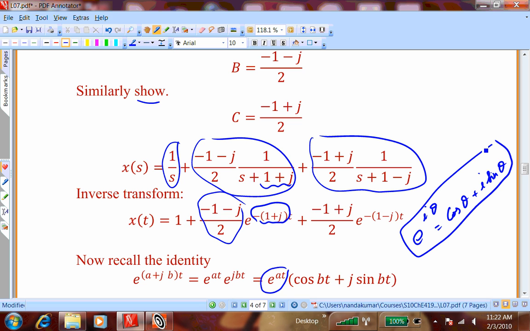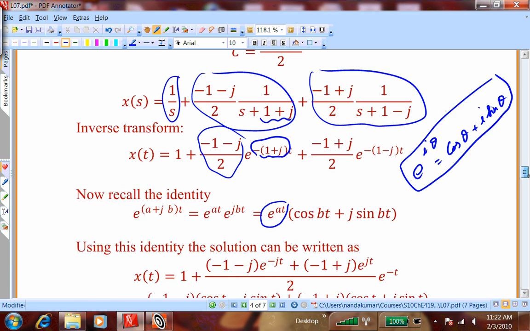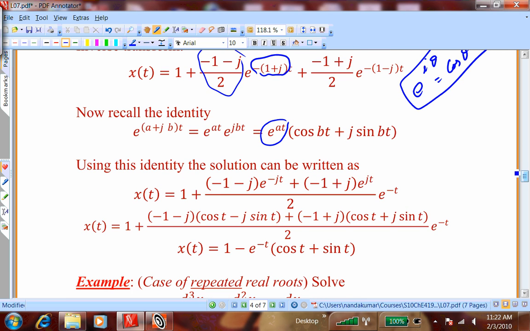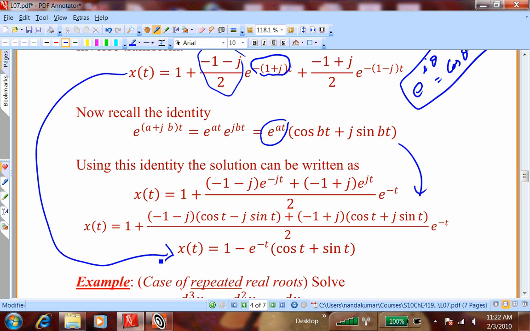Okay. So using that, I can write the solution with a little bit more algebraic manipulation. Again, please go through that. If you have questions, come and see me. So I'm taking this form of the result and rewriting it in this form by substituting e to the power jbt in terms of cos bt plus j sine bt. And this is my solution.